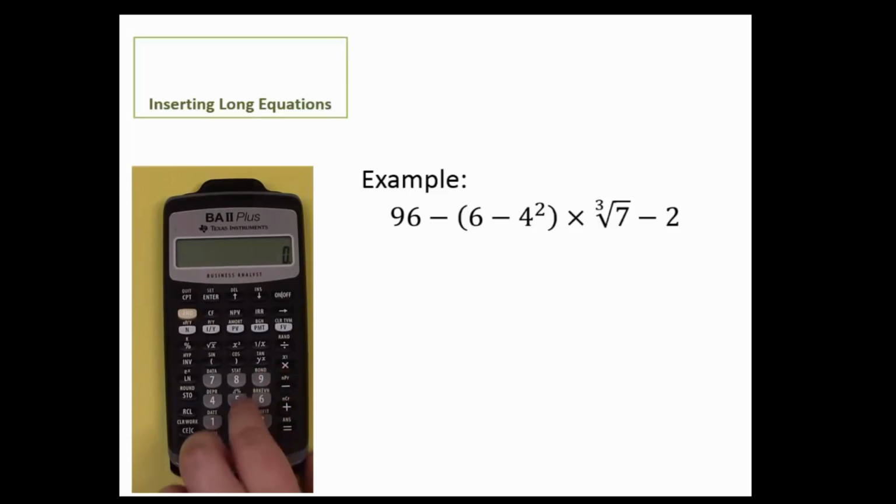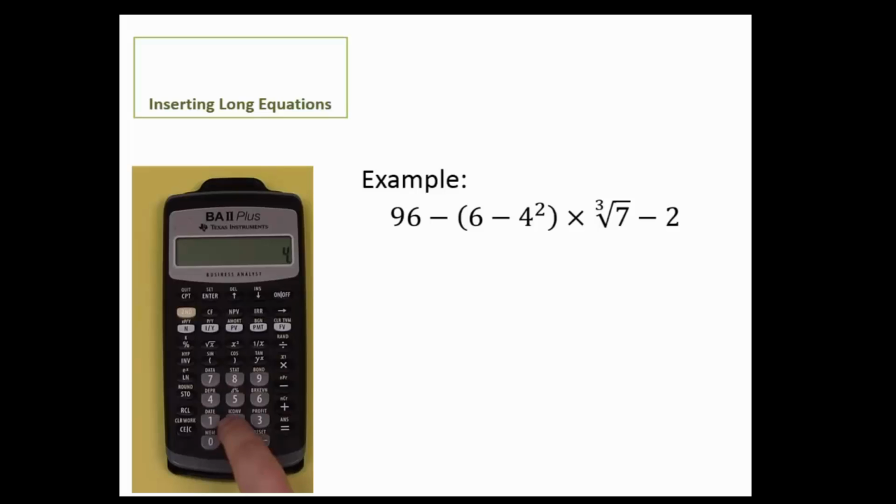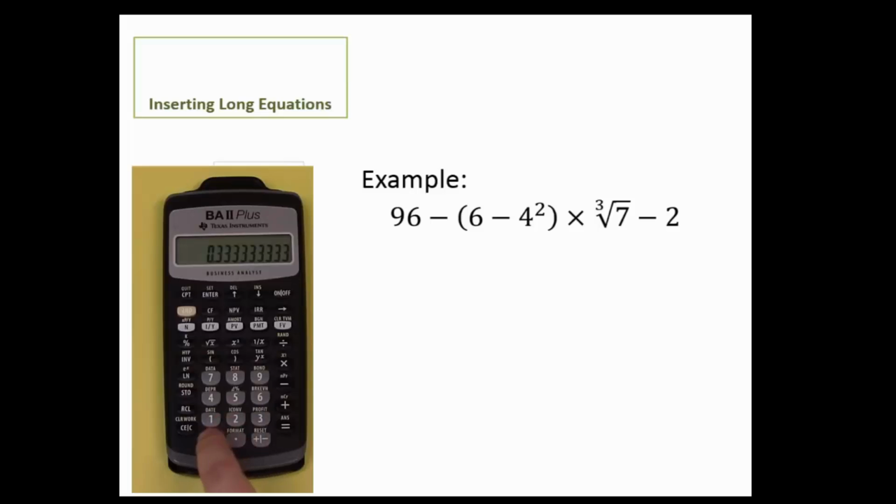To insert the equation, enter 96 minus bracket, 6 minus 4 to the power of 2, bracket, times 7 to the power of bracket 1 over 3 bracket minus 2, which gives us an answer of 113.13.